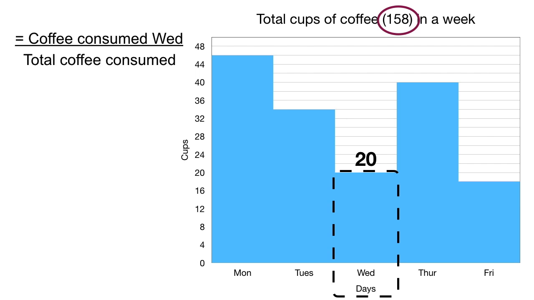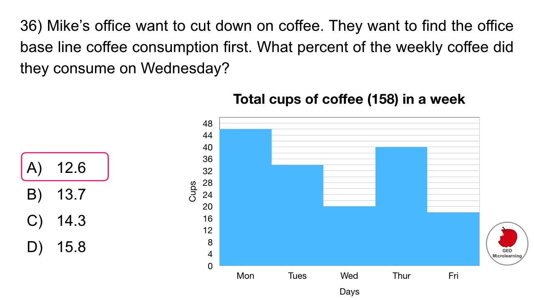So if we look at the coffee consumed on Wednesday, which is 20, and we divide that by the total number of coffee consumed that week, we would say 20 divided by 158, that gives us this number. And then we multiply it by 100 because they're asking us for the percent. Okay, so it would be 12.6%, which is option A.